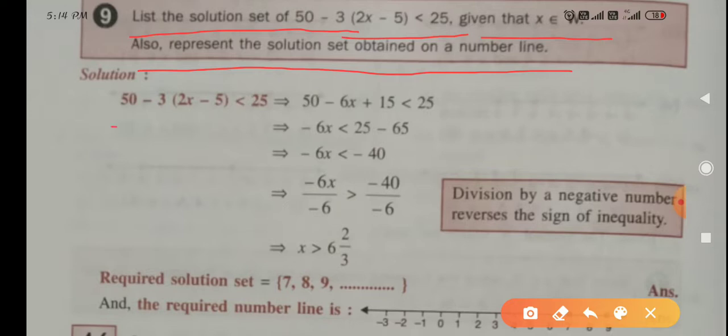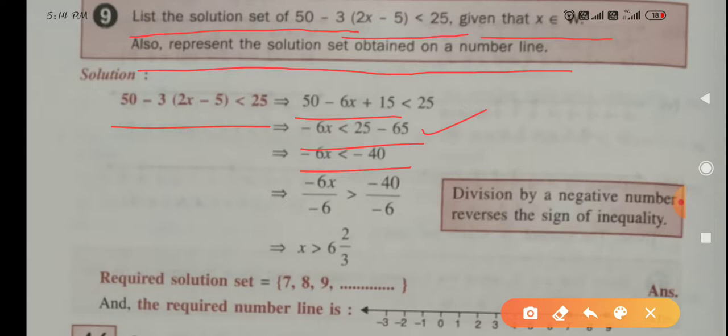Now you solve 50 - 3(2x - 5) is less than 25. First of all you multiply inside the bracket by 3. So 50 - 6x + 15 is less than 25. Now the constant term you can take to RHS, right hand side. So -6x is less than 25 - 65. -6x is less than -40.